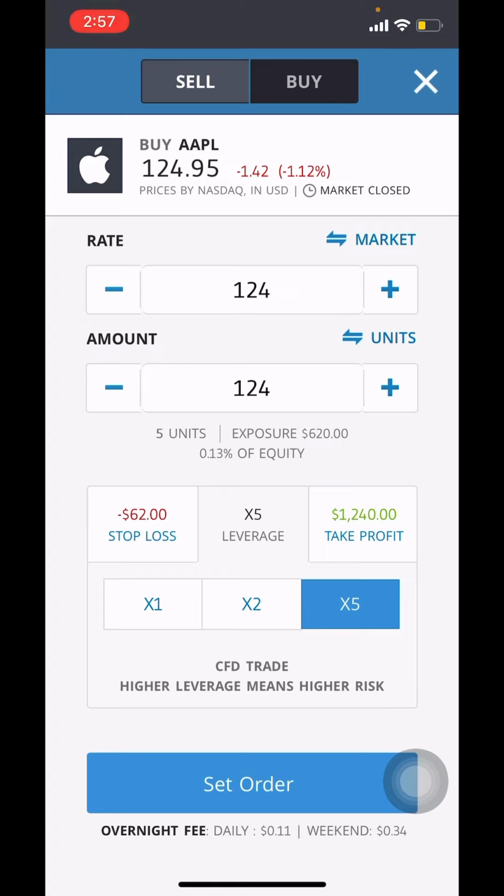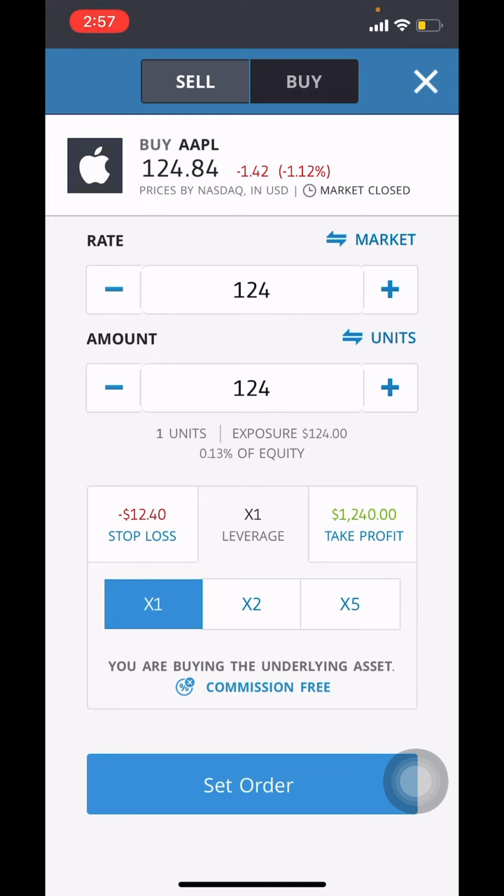So it depends on how much risk you're willing to take. I mean, about your risk appetite. So you have to check that with how you want to trade. And so I have to learn that as well. So it depends on you. So let's go to take profit. Let's change it to X1 first, so you won't be confused.